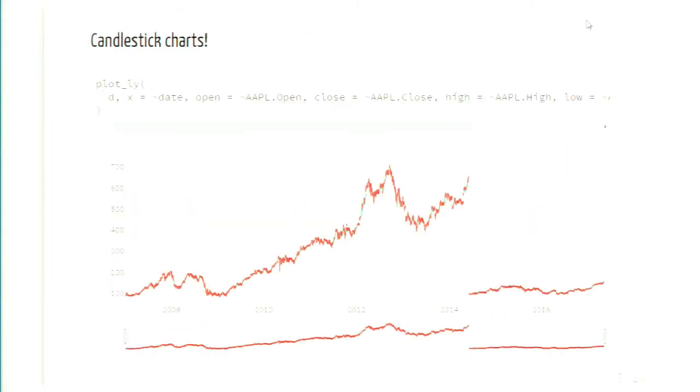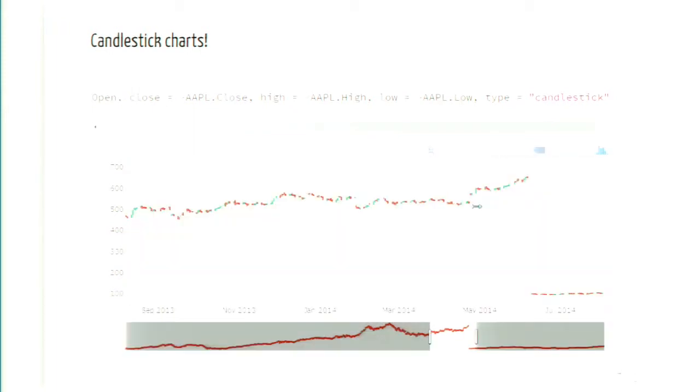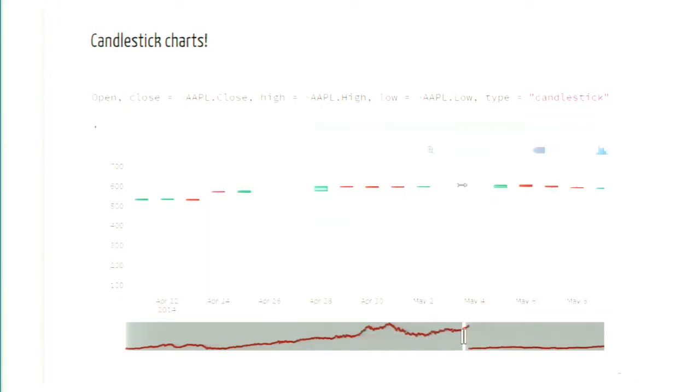We also have pretty nice support for other financial chart types like candlesticks. So if I just specify an open, close, high and low, and the type of chart as candlestick, then I get this candlestick chart where you can zoom in and hover on specific days to get the actual open, close, high, low values.